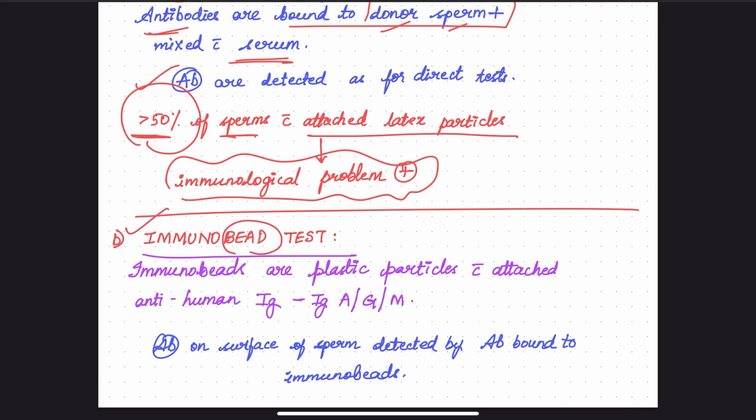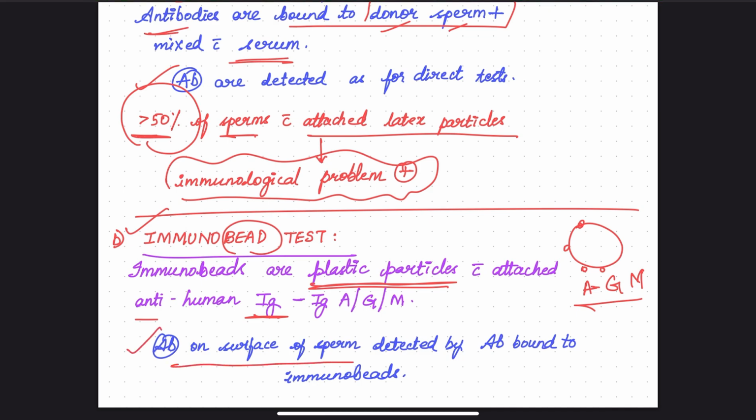Immunobeads are plastic particles, and they have anti-human immunoglobulin on the surface. They have either IgA, IgG, or IgM on their surface. Now you mix it with the semen sample. If antibodies are present on the surface of sperm, they are detected by these antibodies bound to the immunobeads. So the immunobeads, the plastic particles, recognize this and come and attach if the sperm has antibody.